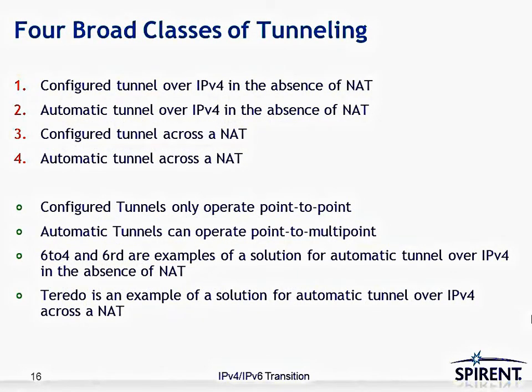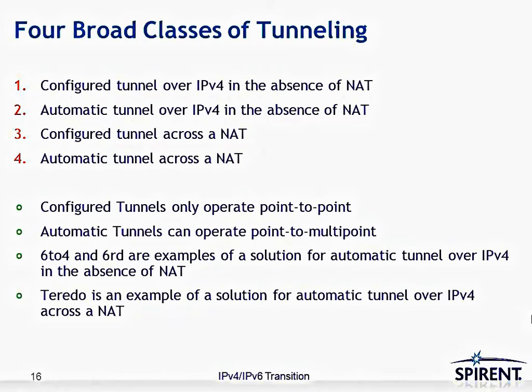So as I mentioned on the previous slide with Teredo, there is a concept of NAT, network address translation, that we need to take into effect because NAT is very widespread with IP version 4 today, and in fact it's the only reason IP version 4 has lasted this long. So I mentioned earlier you have two types of tunnels, configured and automatic, but then there's also configured and automatic in the presence or absence of a NAT. So that basically translates to four different categories of tunnels.